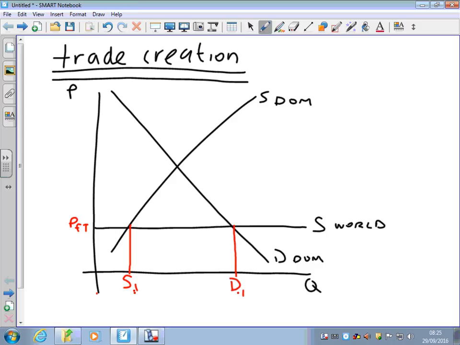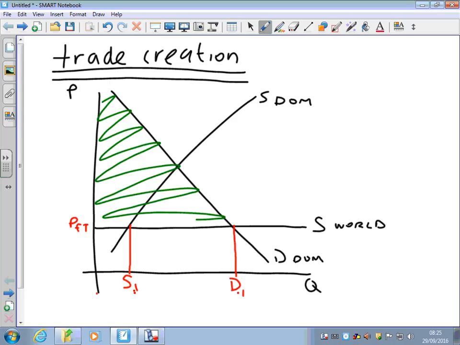Now when you think about it, what this means is that this huge green triangle is the consumer surplus that people now earn in the domestic economy. And that's the big benefit of international trade. Consumers get a much better deal. Domestic producers, though, their producer surplus is that.